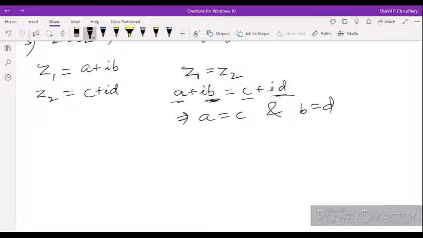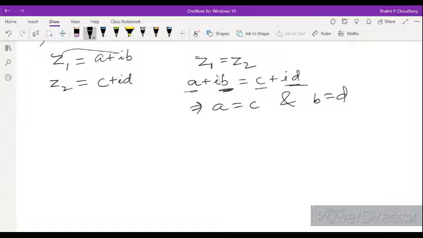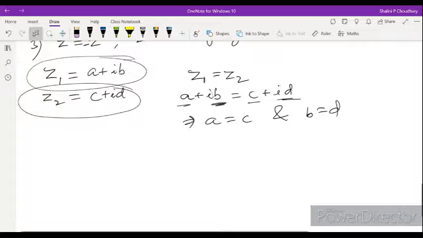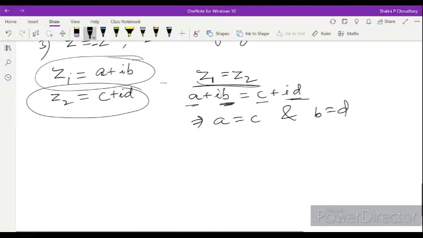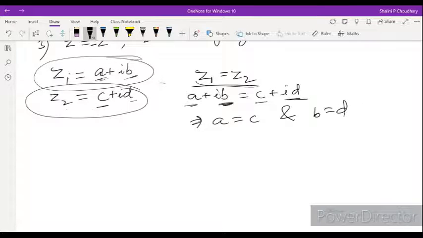So these are the two complex numbers. If we have two given complex numbers like this one and this one, and in some question it is given that z1 is equal to z2, then they can only be equal if and only if the real part equals the real part and the imaginary part equals the imaginary part. So a should be equal to c and b should be equal to d. This is all about equality.